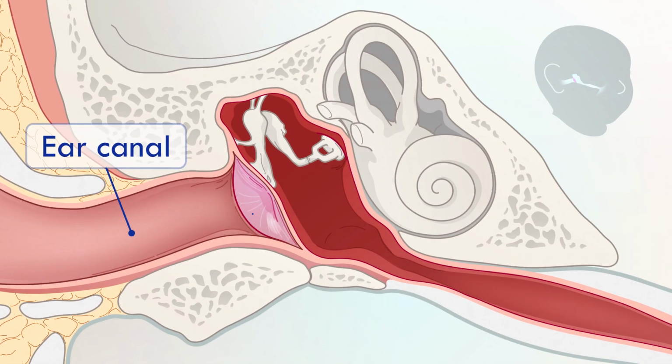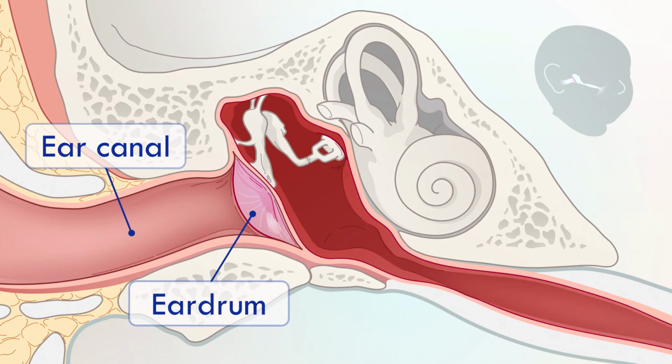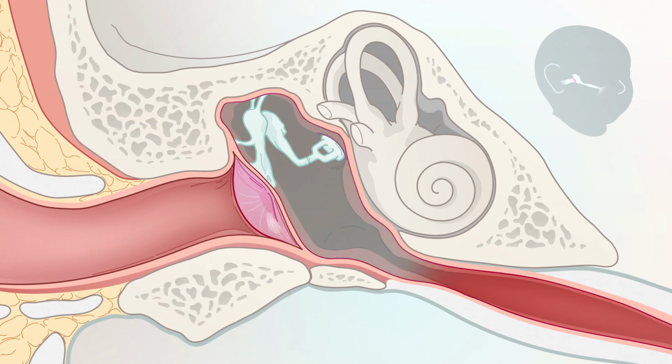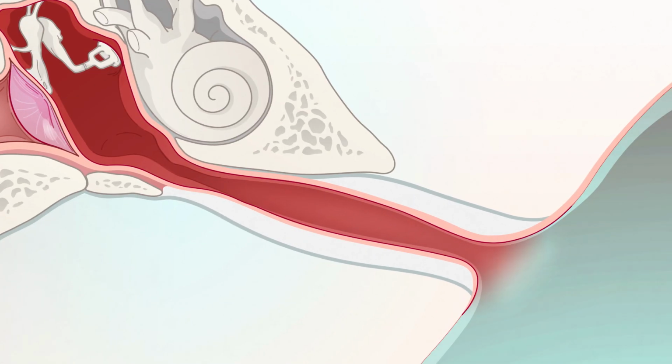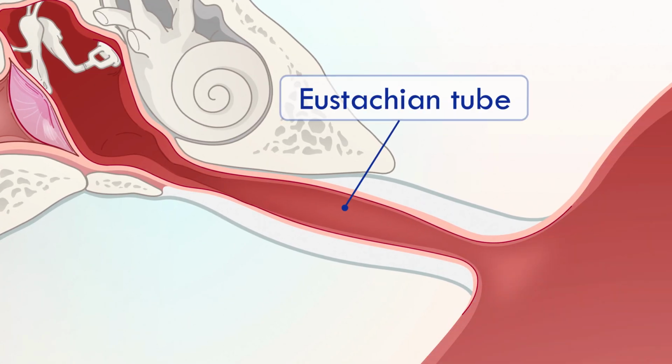Here we see the ear canal and the eardrum. Behind the eardrum is the middle ear. This airspace connects the ear to the back of the nose and throat through the eustachian tube.